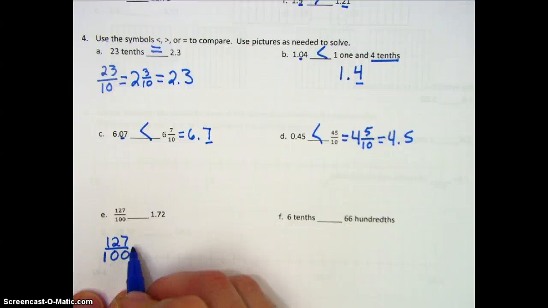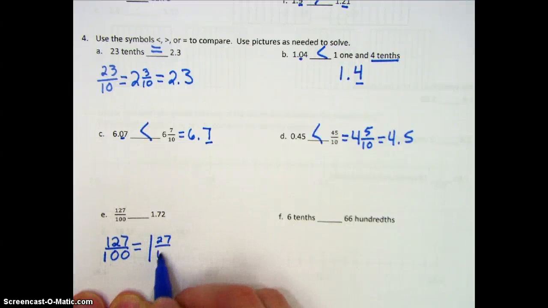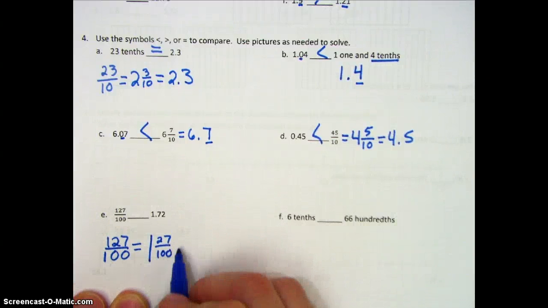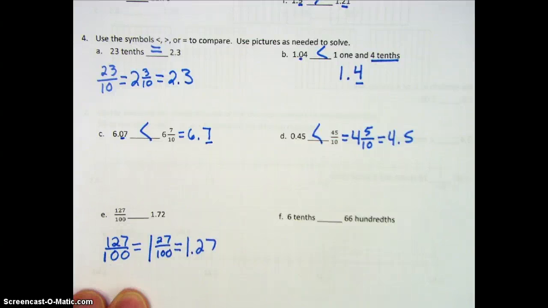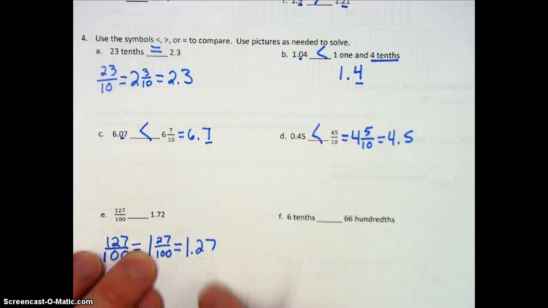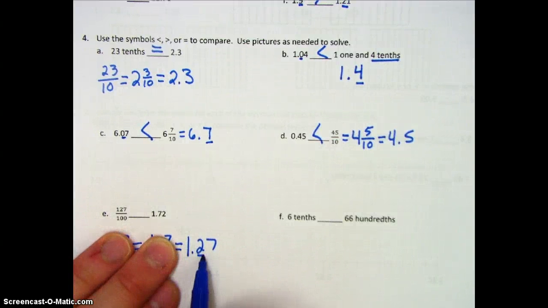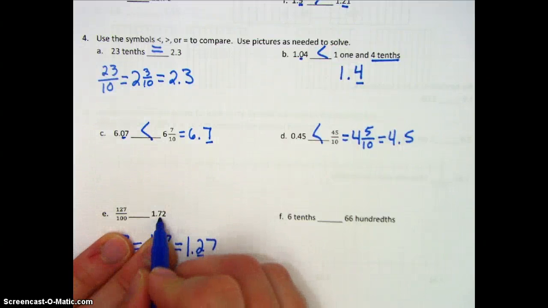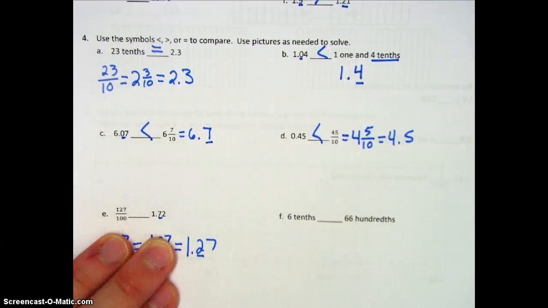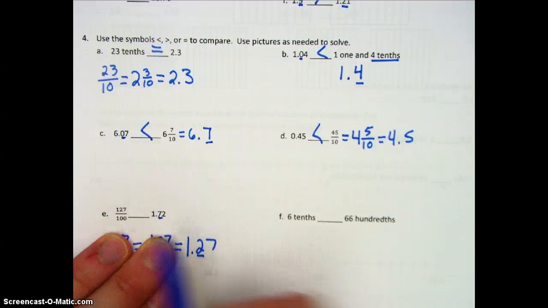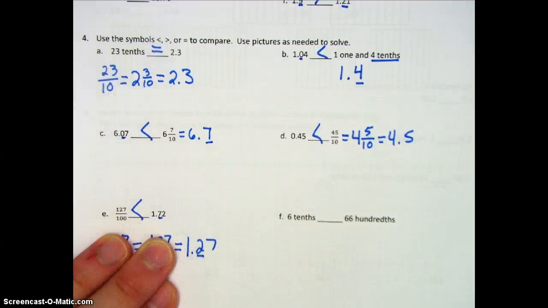So 127 hundredths, that means we have 1 and 27 hundredths. Flipped into a decimal, you can see it would look like this. Okay, so now we can compare our two decimals. Again, I have a 2 in the 10th place versus a 7 in the 10th place. So 127 hundredths is going to be less than 1 and 72 hundredths.